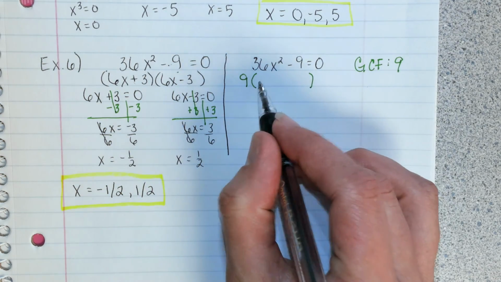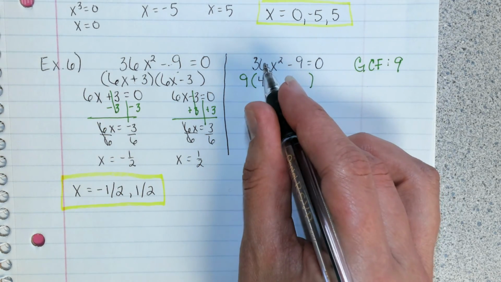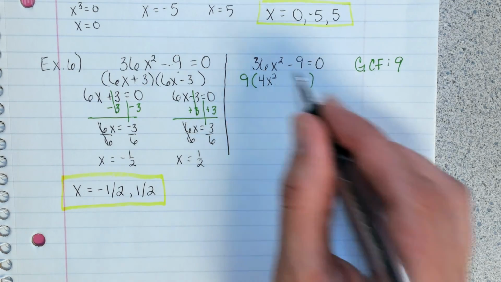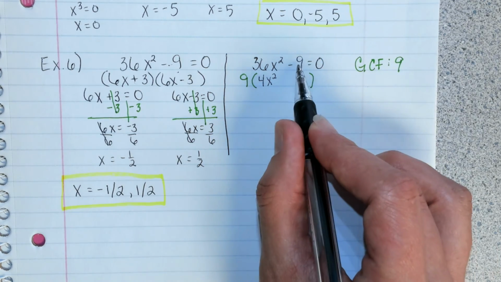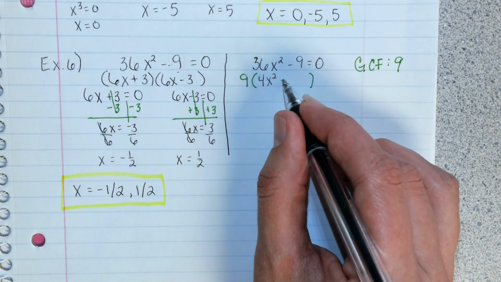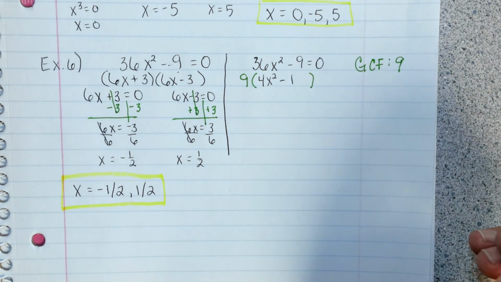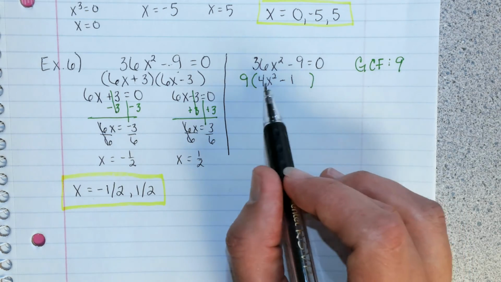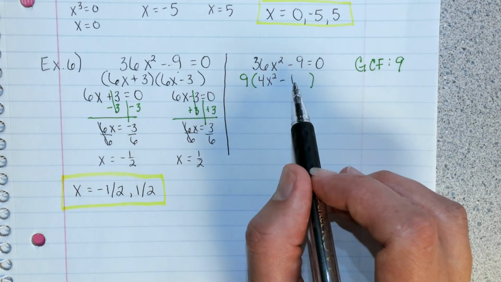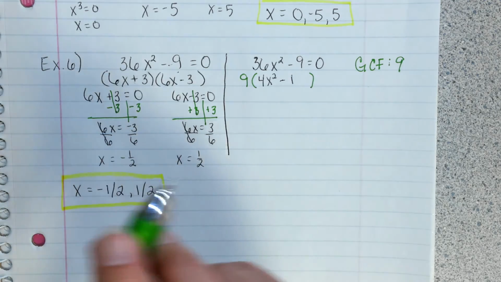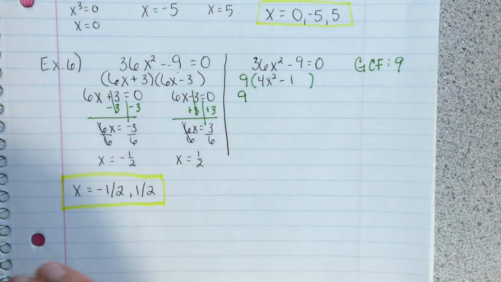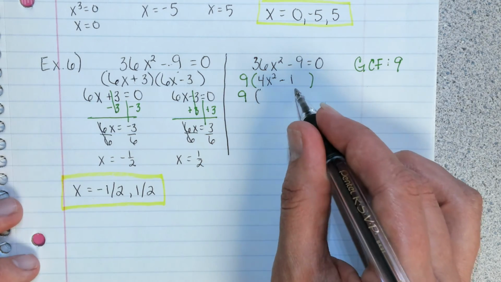Well, 9 times 4 is 36, and then we need an x squared. 9 times what gives me negative 9? It has to be a negative 1. These are perfect squares once again. 4 is a perfect square, 1 is a perfect square. Just like the other problems, I'm going to bring the 9 down, but I'm going to just ignore it because we're not doing anything with it.